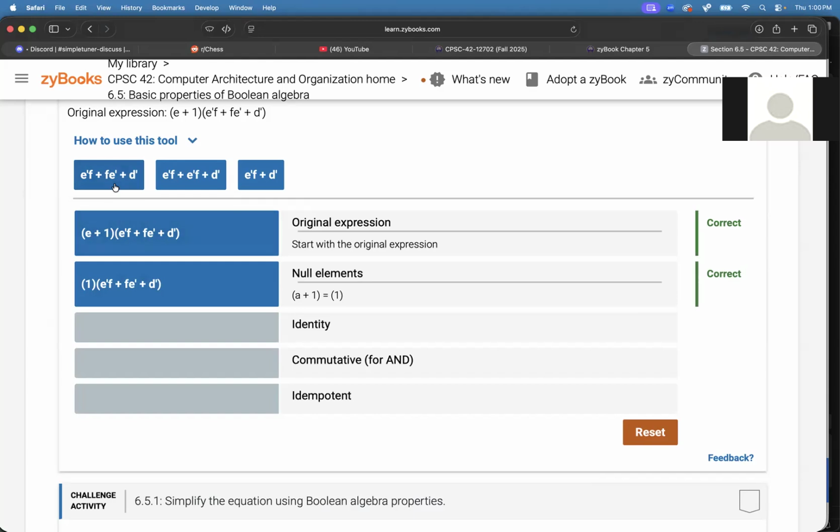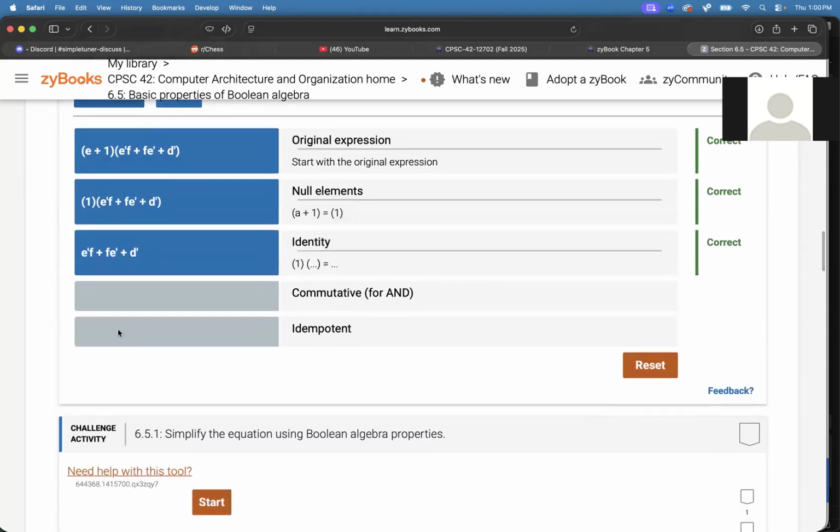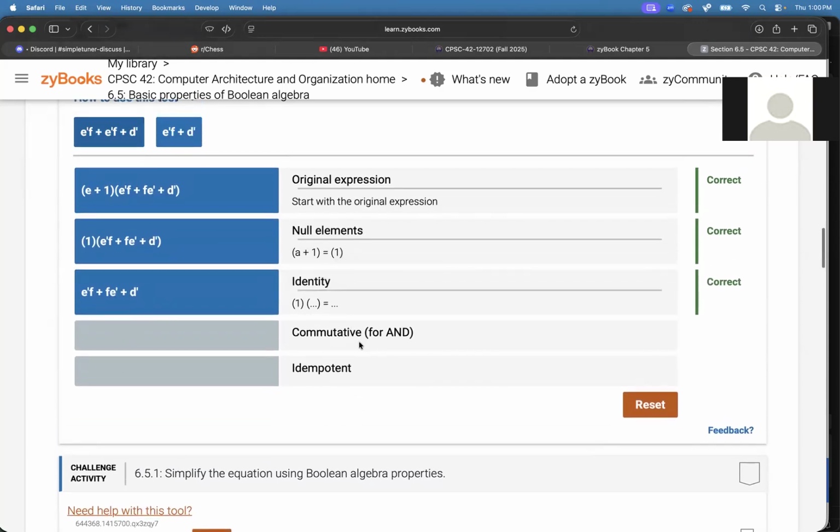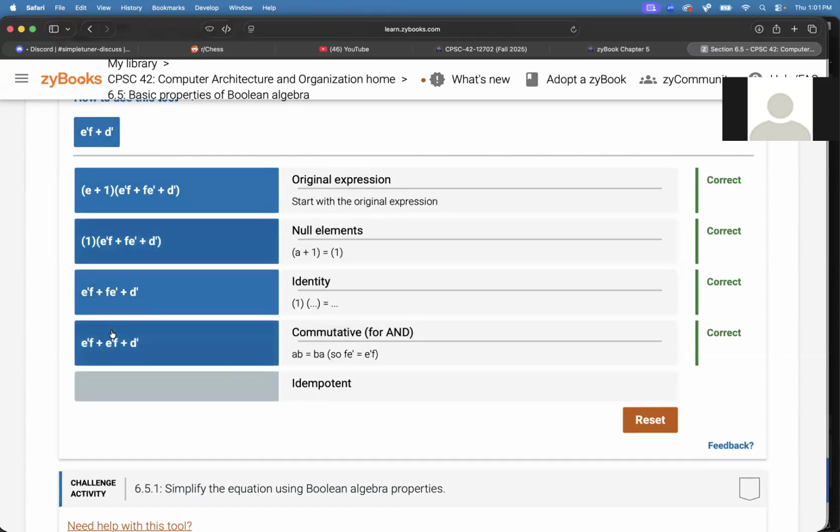Wait. Yeah. What's the difference between these two? The difference is the order that they wrote the F and the E. But this is the one that matches this. So this is the correct one. Then they said commutative. Commutative is being able to change the order. So they decided they wanted to change the order of F not E to not EF. Okay. And then they said idempotent.